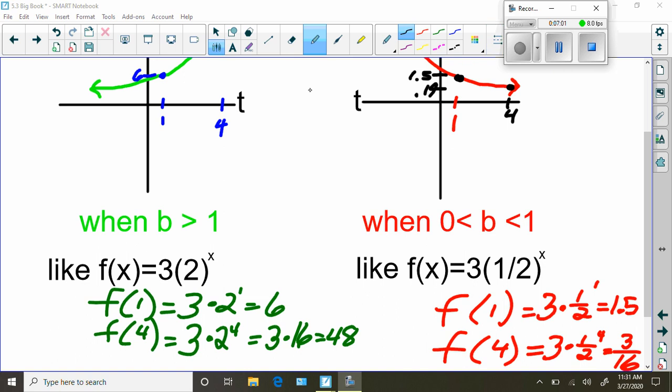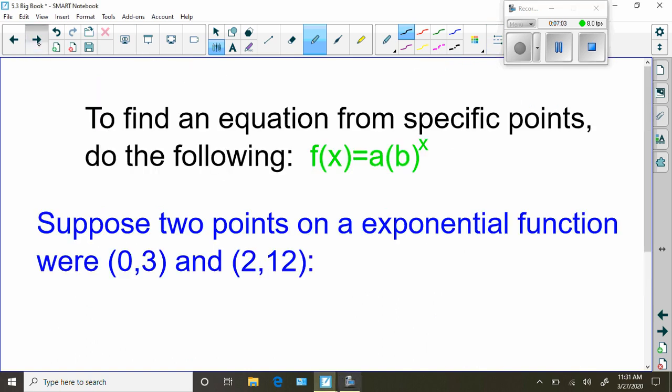All right, moving on. Okay, so to find an equation from a specific point, do the following. Remember that f of x equals a times b to the x is our exponential function. So let's do an example problem. It would say something like this. Suppose 2 points on an exponential function were 0, 3, and 1, 2.